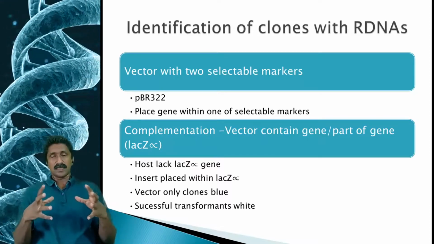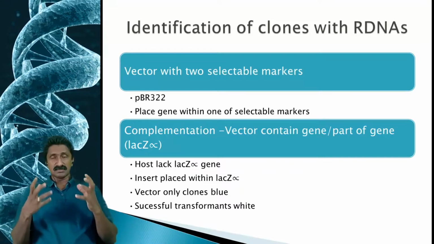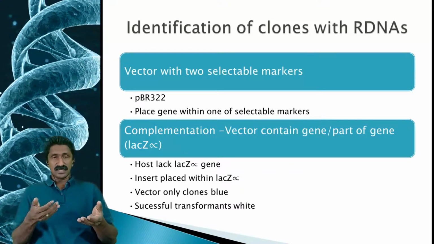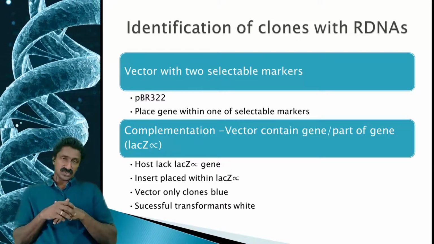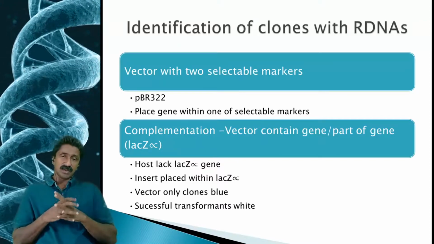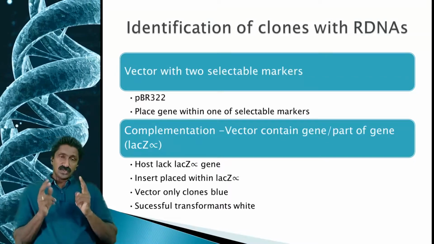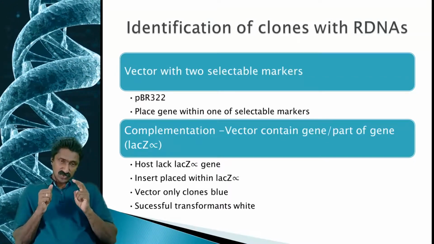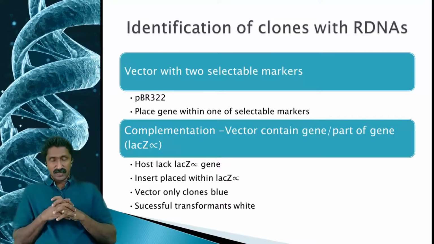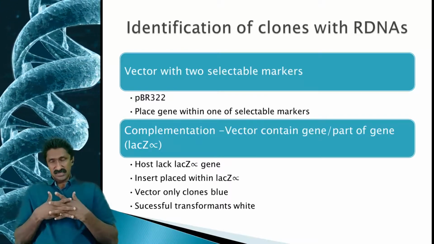So that means there is now a selection-based mechanism available for screening out your rDNA constructs, and this is about the selectable markers, especially pBR322, which is based on two antibiotic resistance genes placed simultaneously within the vector. And another category of identification is based on complementation.